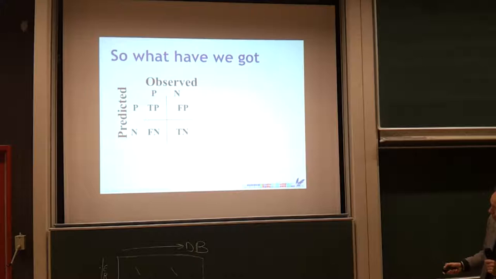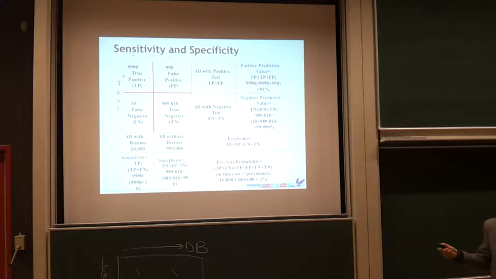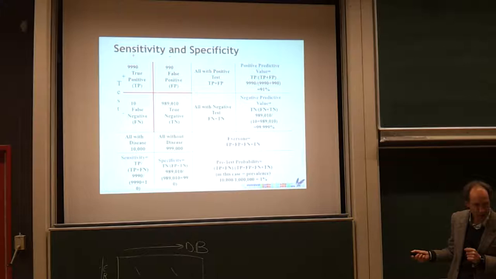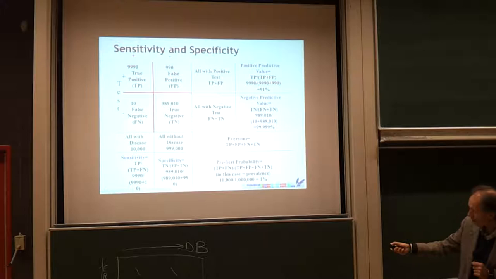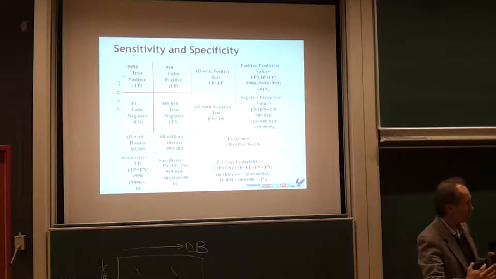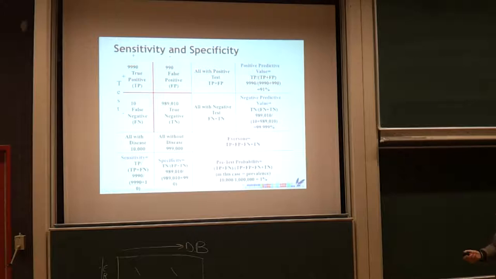Here are most of the measures you can calculate to get a feel for how good you are. Which ones are mostly used, which ones did you use in your project in the last course? Probably sensitivity and specificity, right? It's the other side of the coin, really. This is a positive value, this is just the same thing, negative. Give me a BLAST program that has 100% sensitivity. How should it work? What does 100% sensitive mean?